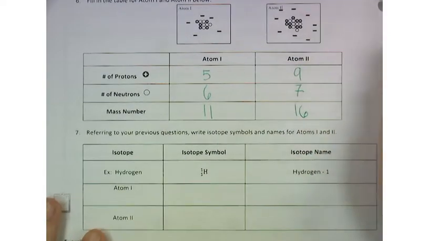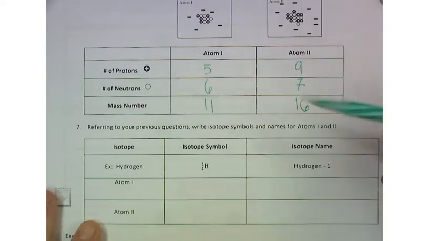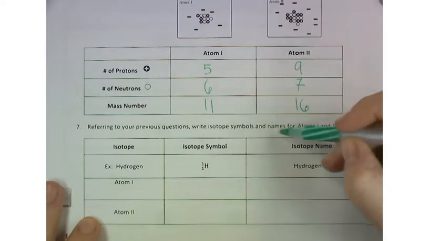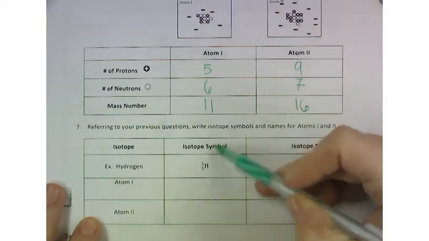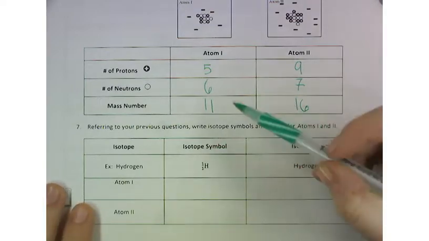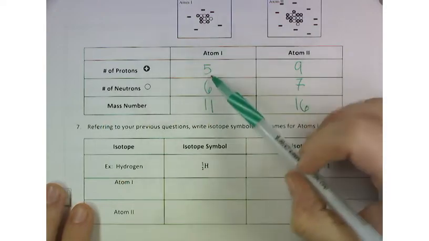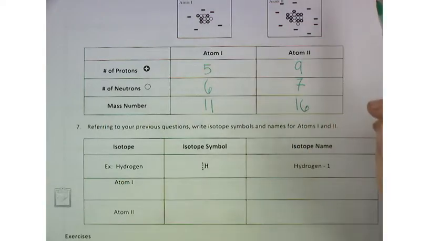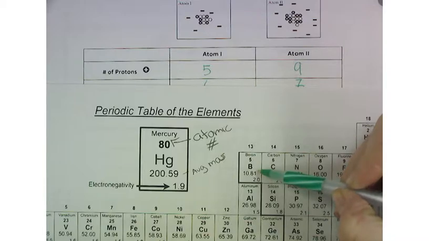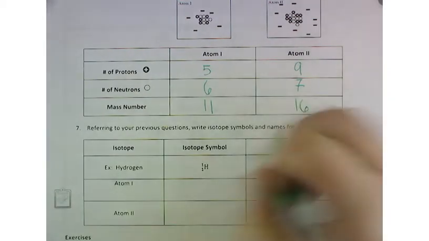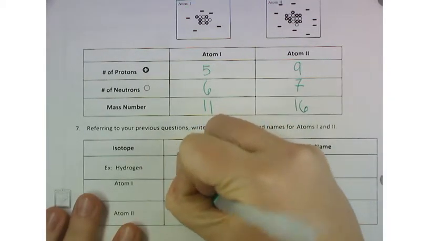Number 7 says refer to your previous question, so we're referring to the information we just found. We need to write the isotope symbol and names for atom 1 and 2. First we'll start with the isotope symbol for atom number 1. Atom number 1 has 5 protons, and if you remember, protons and atomic number are the same. So if we have 5 protons, we find number 5, and that is boron. So atom number 1 represents boron. We'll go ahead and put a B right there.